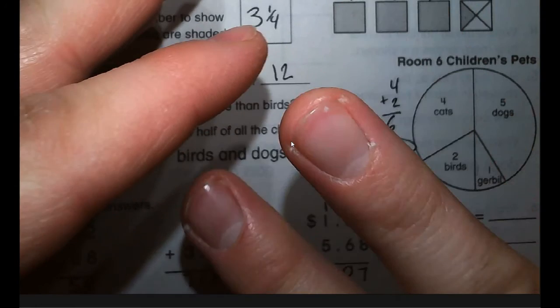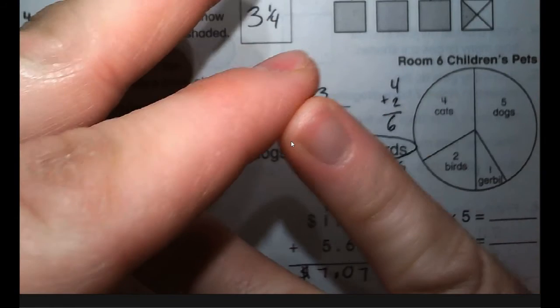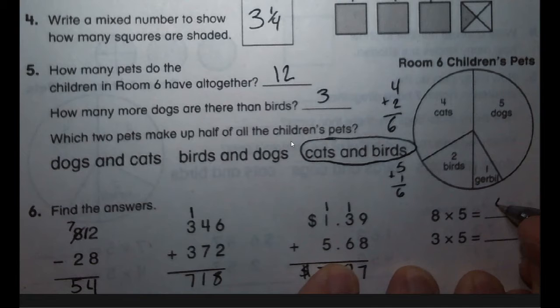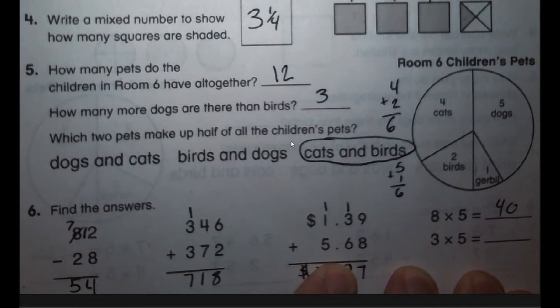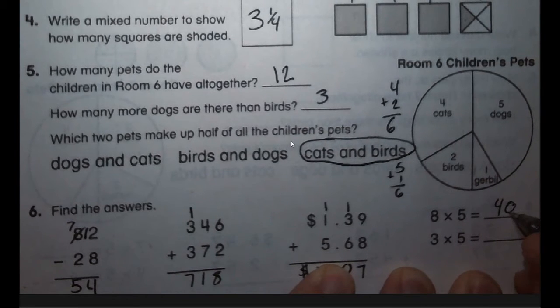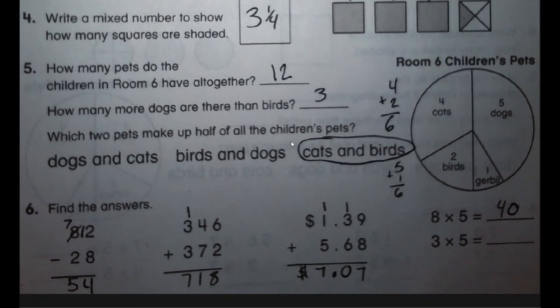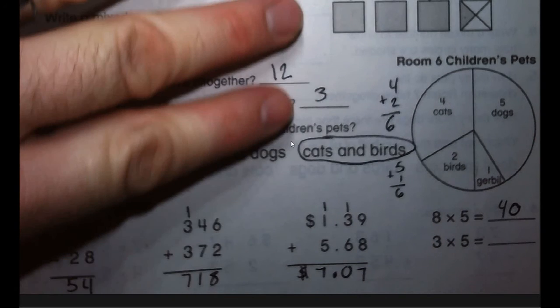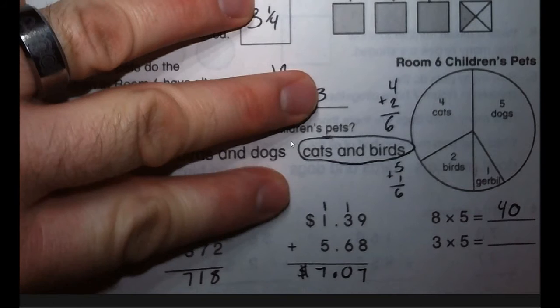Now, 3 times 5. This one is super easy. Okay, so I've got 3 fingers. And we're going to use our 3 fingers to count by 5. 5, 10, 15. 3 times 5 is 15. Okay. I'm going to move my hand.